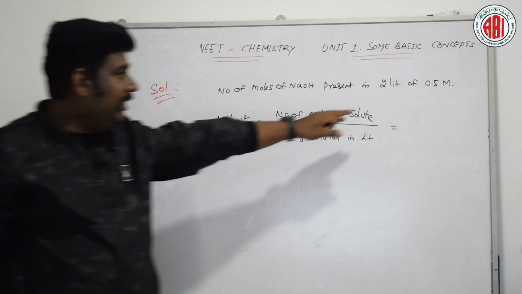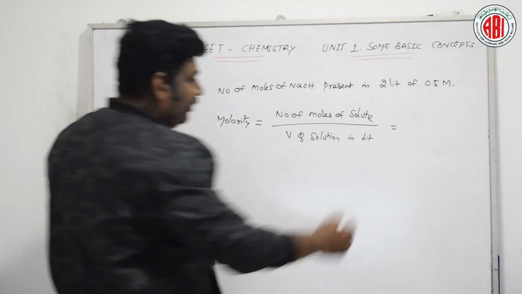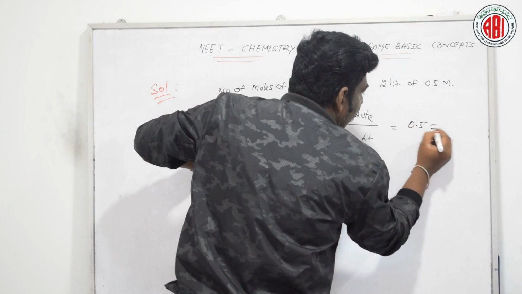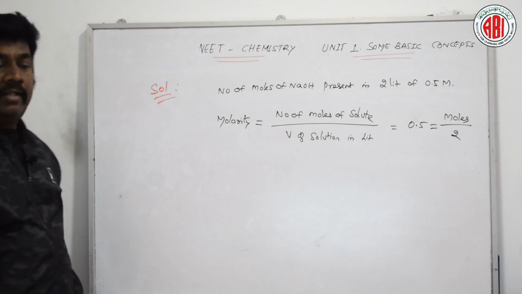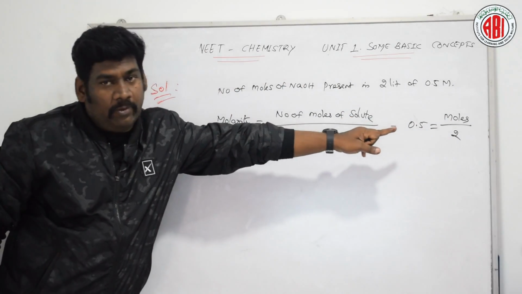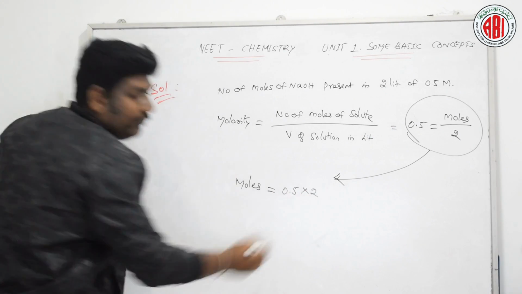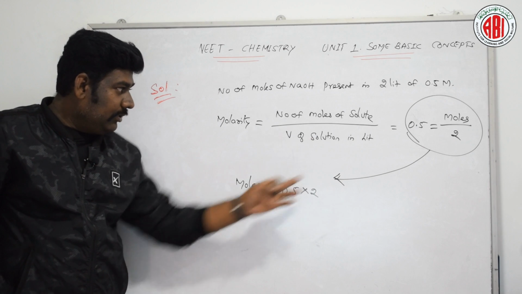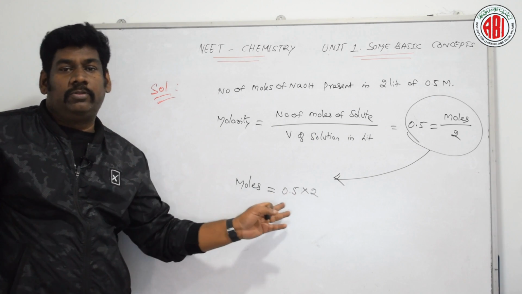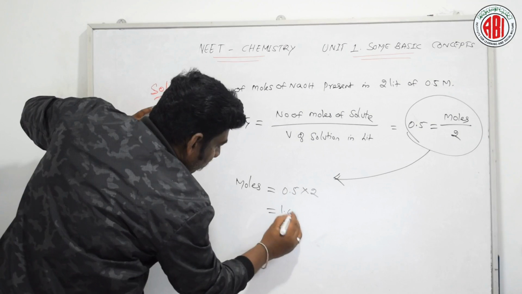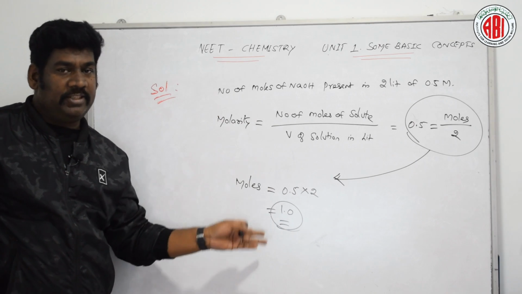We already have the molarity, so let us write it the other way: 0.5 is equal to moles divided by 2 liters, that is the volume. Now we should find the moles. So moles is equal to 0.5 × 2. Multiplying this, you will get 1.0. So this is the number of moles. In this way you can solve this problem.